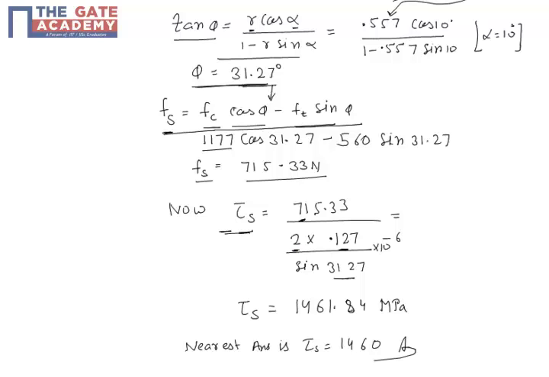We have written here the values of W and T in mm, so we have to convert them into SI unit. So I am multiplying by 10 raised to minus 6. I get the value of tau S equal to 1461.84 megapascal. This 10 raised to minus 6 converts it into megapascal. So the nearest answer in the options is 1460, and that is your answer.